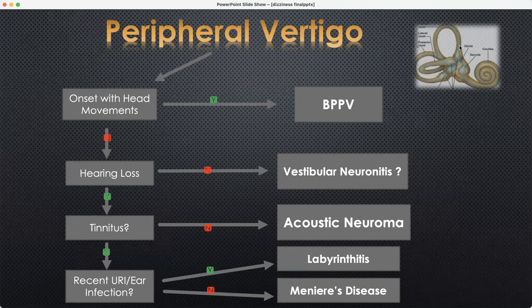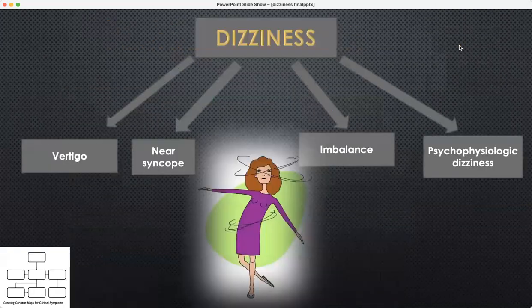We look at the duration of the attack and other associated symptoms. This slide summarizes how to differentiate the different causes of peripheral vertigo. I hope that this helps you. It is important to realize, however, that a person may describe more than one subtype, but rarely describes elements of all four. Next is to look at how we approach if they describe as nearly fainting.